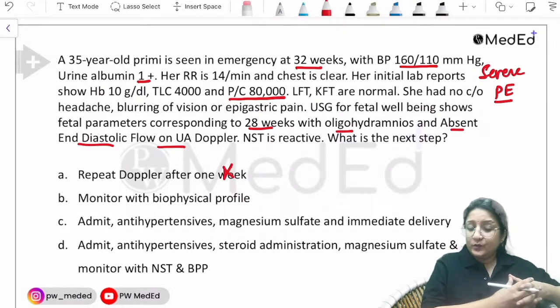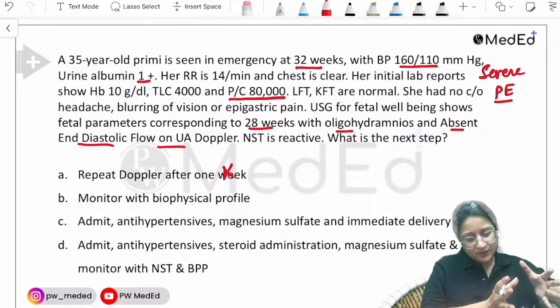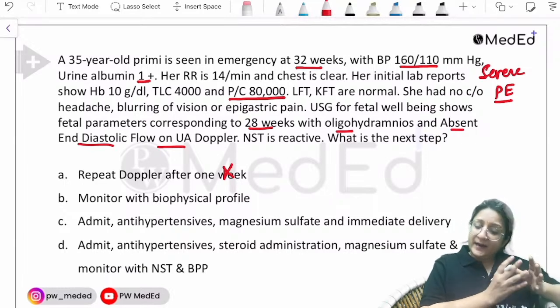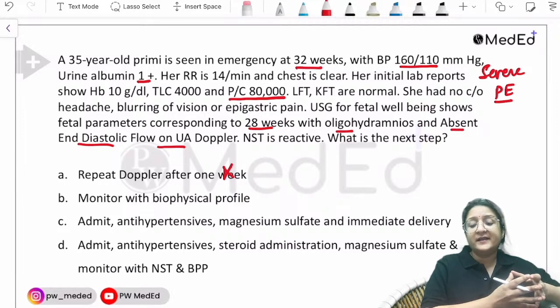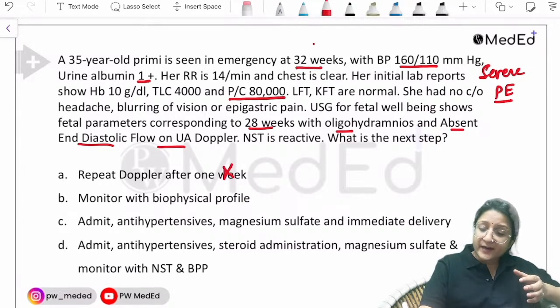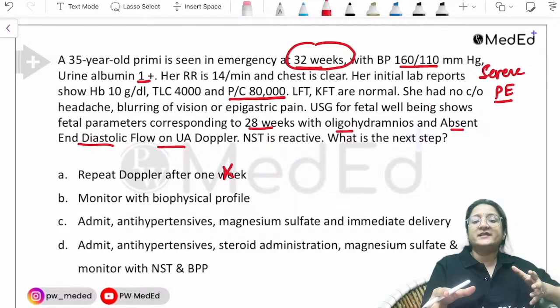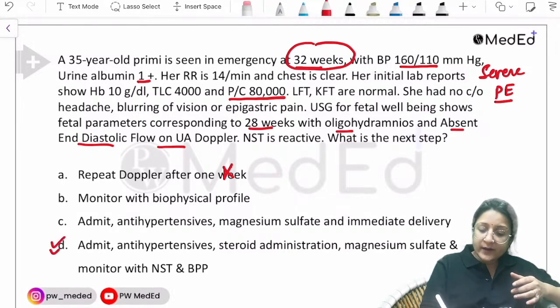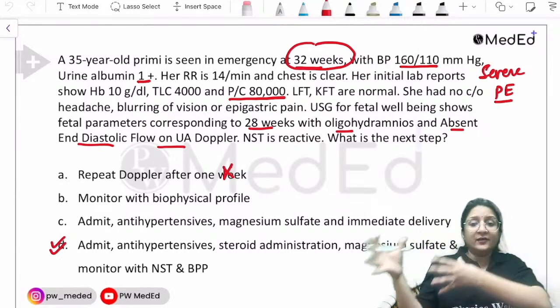Yes, I would like to do that, but let's have a look at the other options also. Somebody is saying option C: admit, antihypertensive, magnesium sulfate and immediate delivery. The other is admit, antihypertensive, steroid, magnesium sulfate and monitor with NST and BPP. Why are we forgetting, she's 32 weeks, she's 32 weeks at initial presentation. Of course, I'm going to admit her and get the BP under control, but I also need to take care of the fetus now.